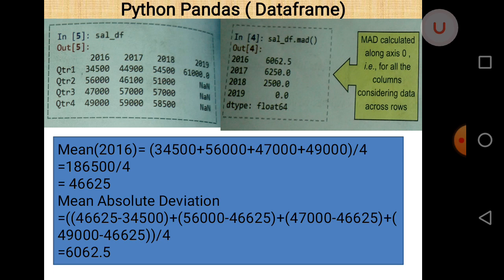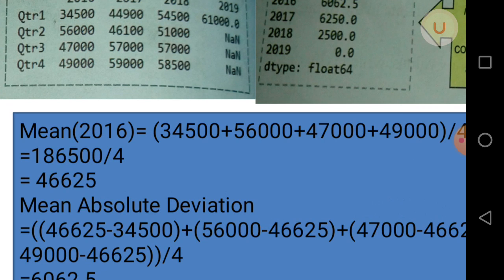When we want to calculate mean absolute deviation along axis 0, here we calculate the mean absolute deviation for 2016 only. So the sum of four values, 34,500, 56,000, 47,000 and 49,000, is 1,86,500. And to calculate the mean, since there are four values, we divide it by 4, and finally we get a number, and this number is 46,625. That is the mean.